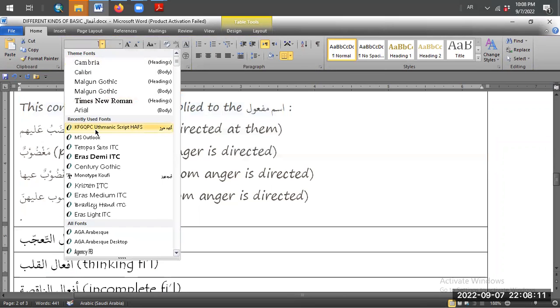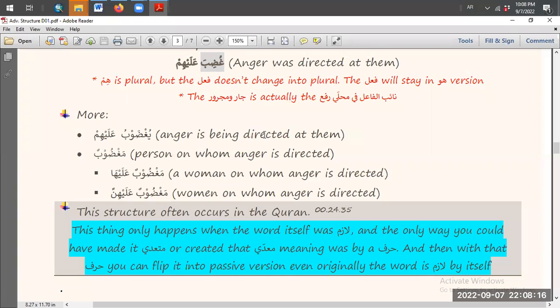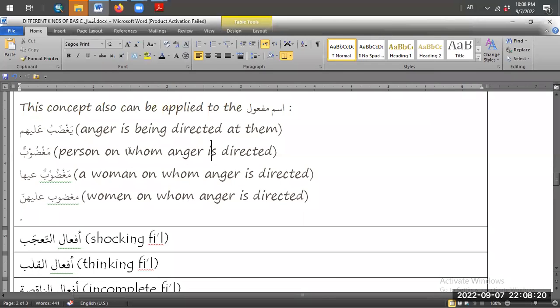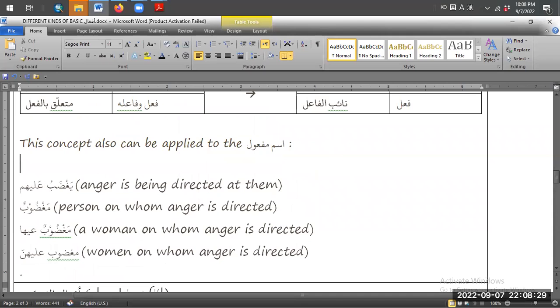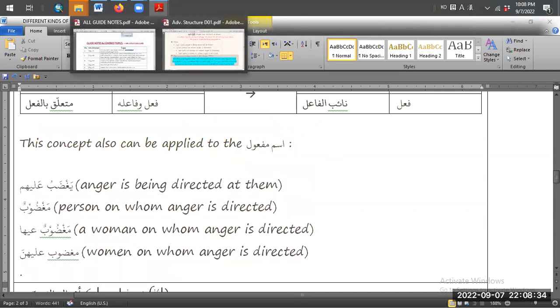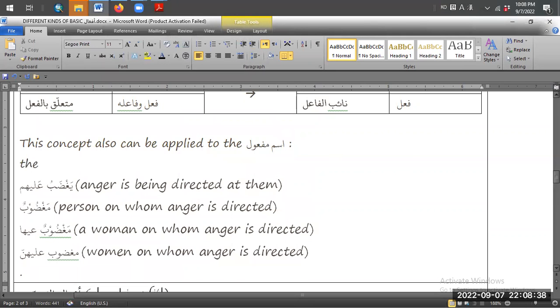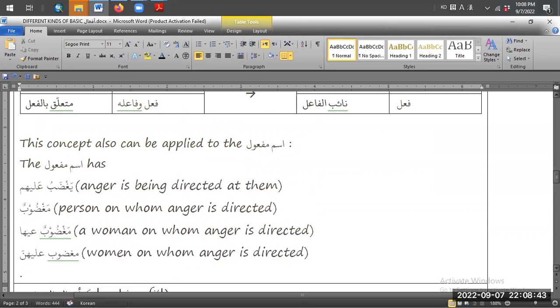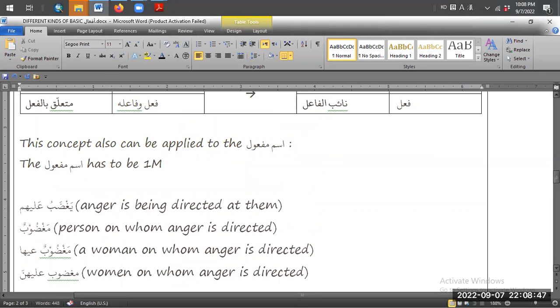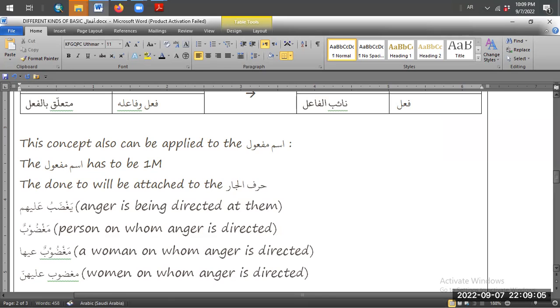Anything more? And there are two points in the textbook. It says the rules for making ism maf'ul are that it has to be singular and masculine, and the done to will be attached to the harf of jar. Have you written it before? No. Okay. That also wasn't in the class. Yeah. So, what is it again? It says ism maf'ul has to be singular and masculine. In this case, singular and masculine. And the second thing is the done to will be attached to the harf al-jar. I mean, the done to doesn't always have to be in jar wa majrur form, yeah? Yeah. Okay.